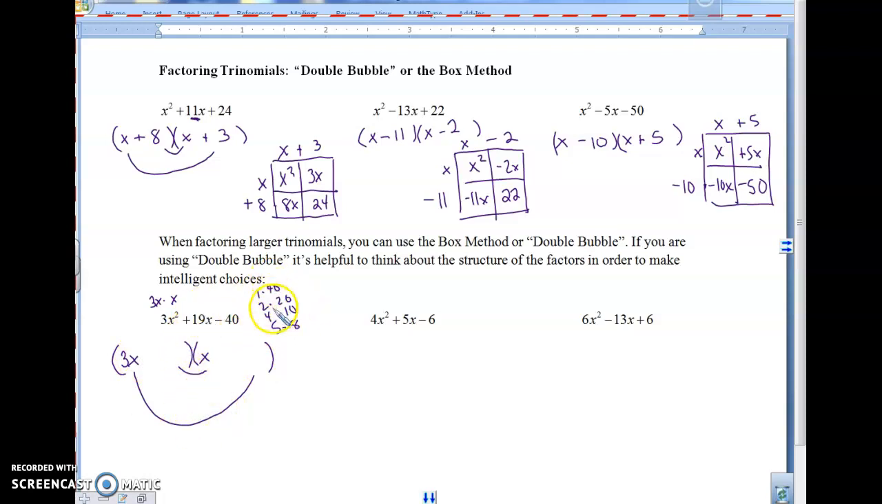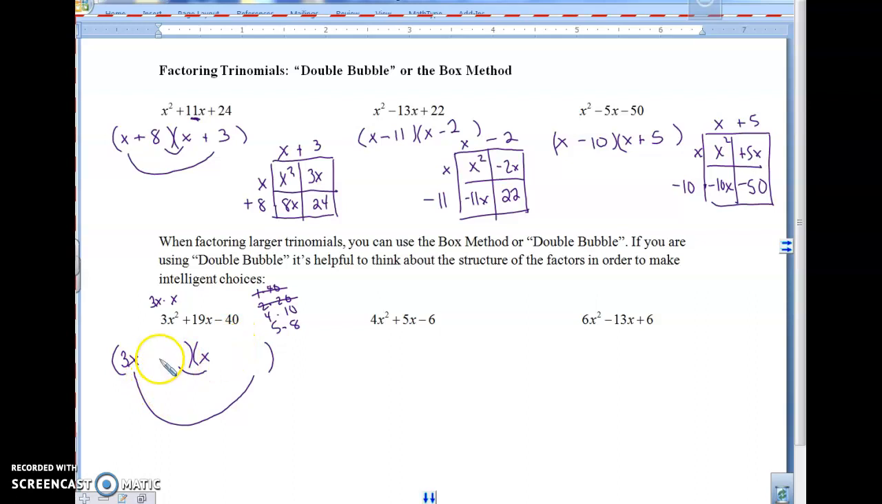So would 1 and 40 be a good choice for one of these if one's multiplied by 3? Probably not. So that's probably too big. 2 and 20? Well, 20 is not far from 19, but I'm going to have to multiply the other term by 3, so that's probably not going to work either. Okay, 4 and 10 might work if I put them in the right place.